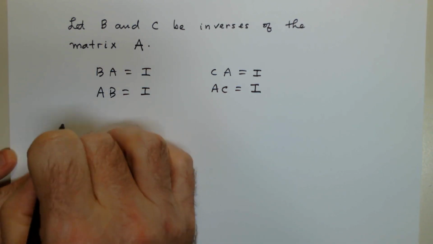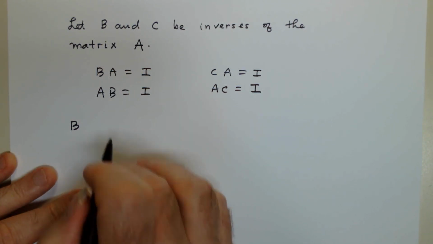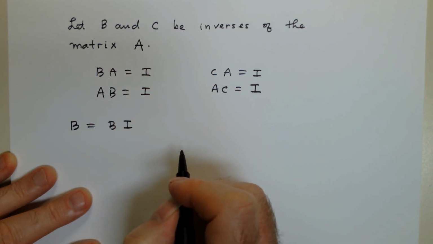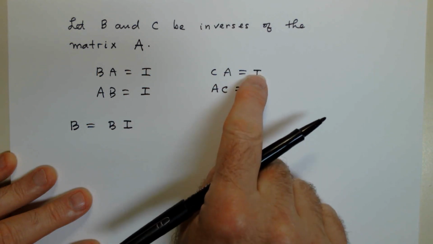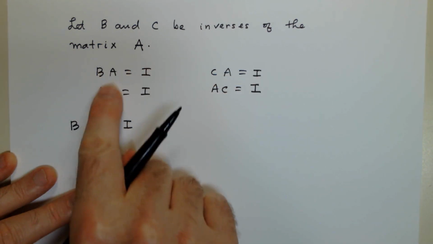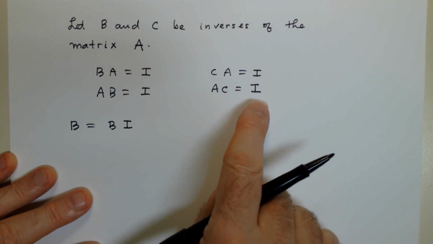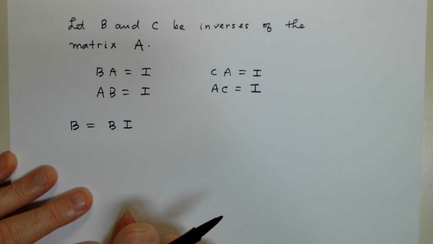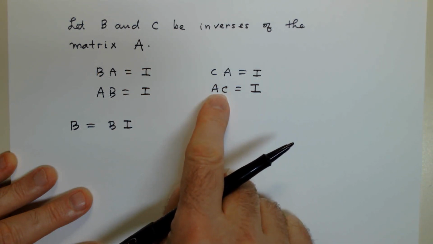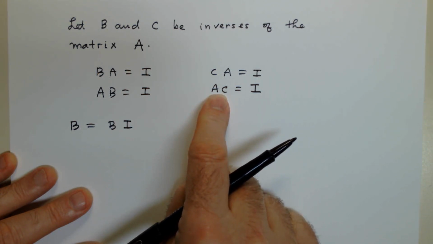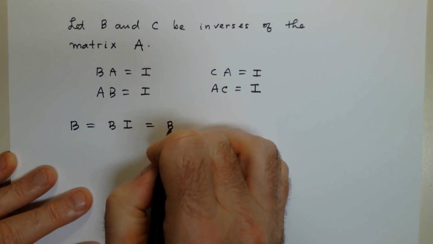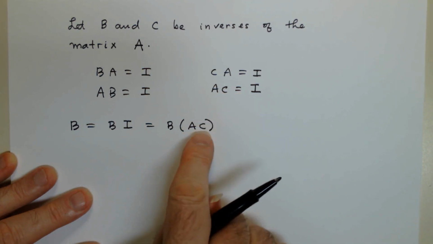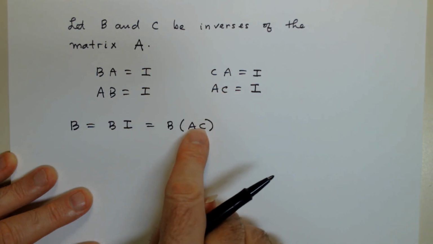And let's start out this way. We're going to start out with B. Now we know that B is equal to B times the identity matrix. All right? Now I'm going to go to my list here. I can freely substitute any one of these four relationships in place of the identity matrix because the identity matrix is equal to any one of these four multiplications. And the one I'm going to choose is this one here. I'm going to write the identity matrix as A times C. Okay, and I'm using this relationship here. I can equate the identity matrix with A times C.